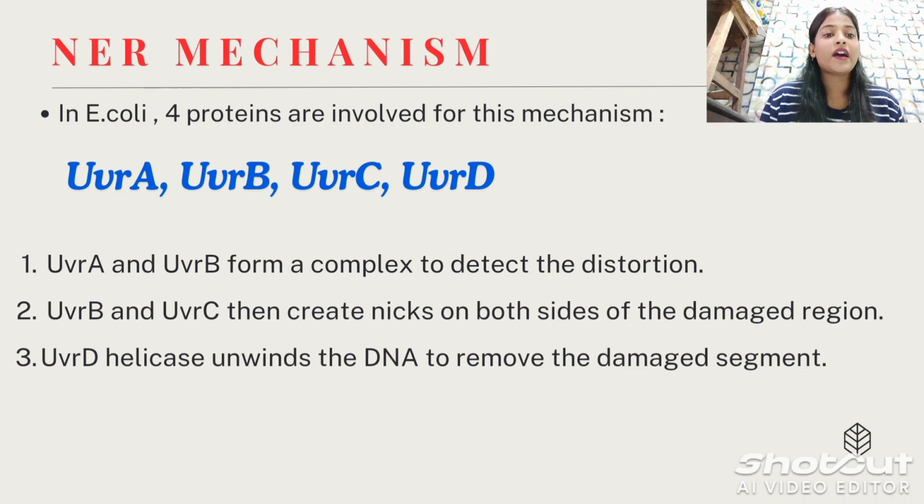To begin with the mechanism of nucleotide excision repair, we need to keep in mind some certain proteins. The proteins that are involved in this mechanism are UvrA, UvrB, UvrC and UvrD. UvrA and UvrB form a complex to find the damage, whereas UvrB and UvrC make cuts on both sides of the damaged area. UvrD unbinds and removes the damaged segment from the DNA.